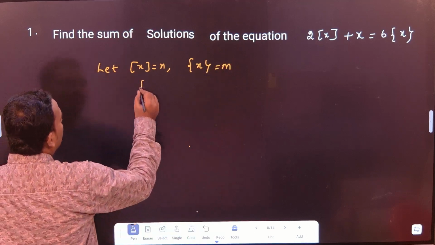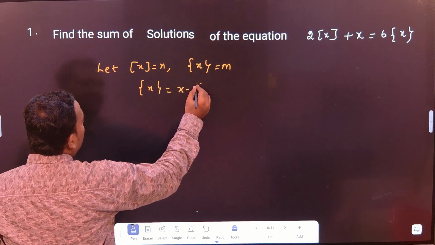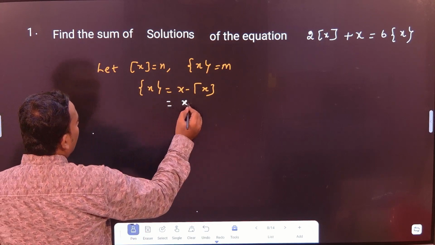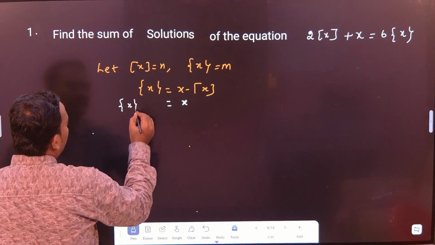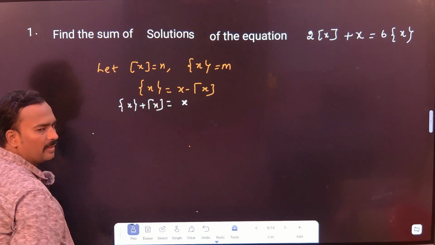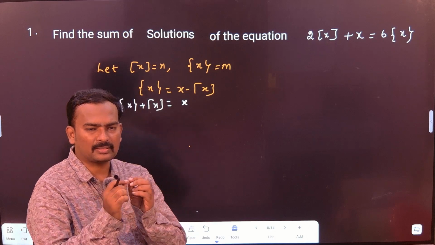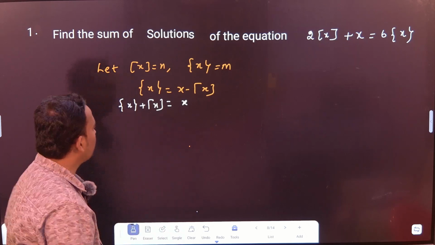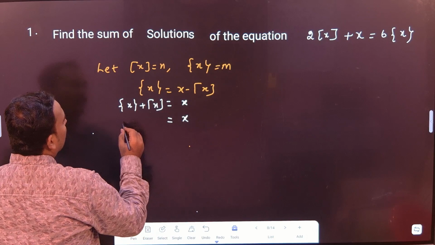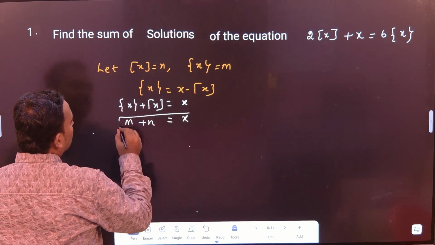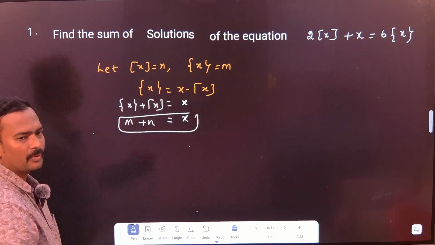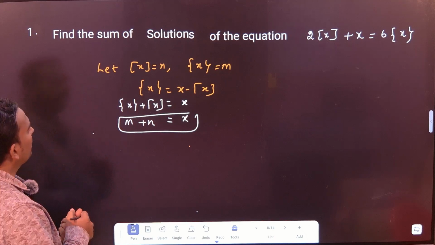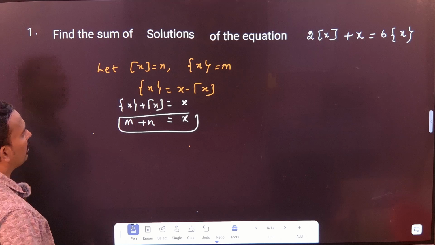But you know that the fractional part function definition is x minus greatest integer function. Clear? Okay, then how to write x? Fractional part function plus greatest integer function. That means any real number you can write as the sum of the fractional part function and the greatest integer function. That means x is m plus n, because I am considering the fractional part as m and the greatest integer function as n. Okay, now you can substitute it here.